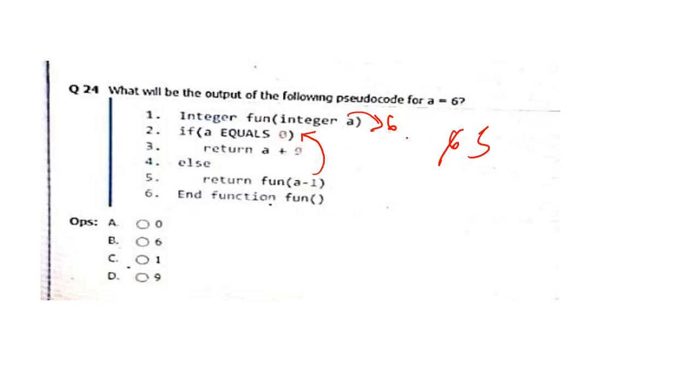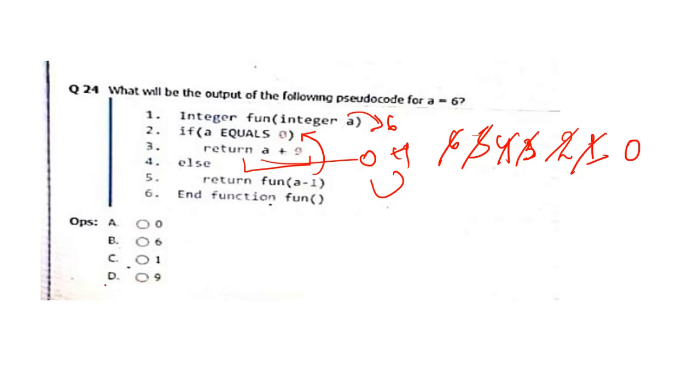Again, a equals 0? 5 is not equal to 0. Again, we are calling the same function by reducing the value of a by 1, so that will be 4. 4 is also not 0, so again we'll be calling the same function with the value 3. 3 is also not equal to 0, so again we call it with the value 2. Again with the value 1, again with the value 0. Now the condition a equals 0 is true, and we are returning a plus 9. So what is the value of a? 0 plus 9, so that will be 9 itself. So what will be the correct answer? Option D will be the correct answer.